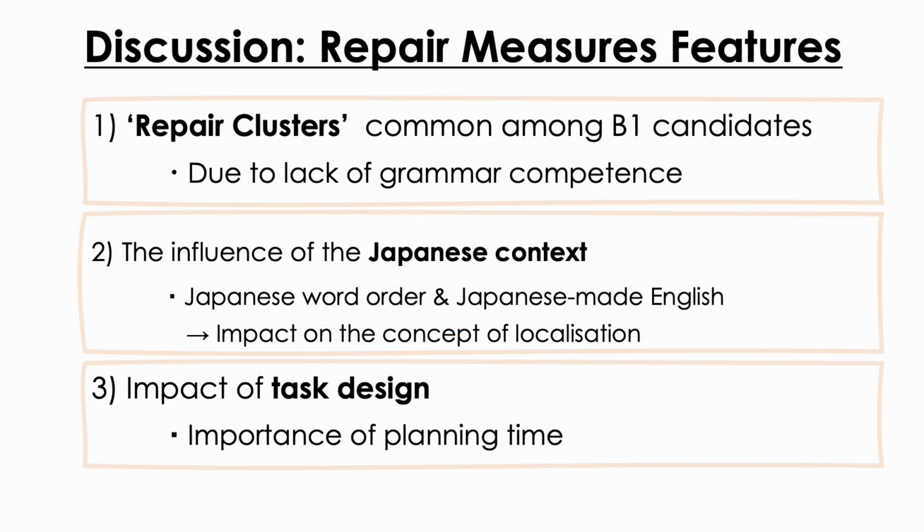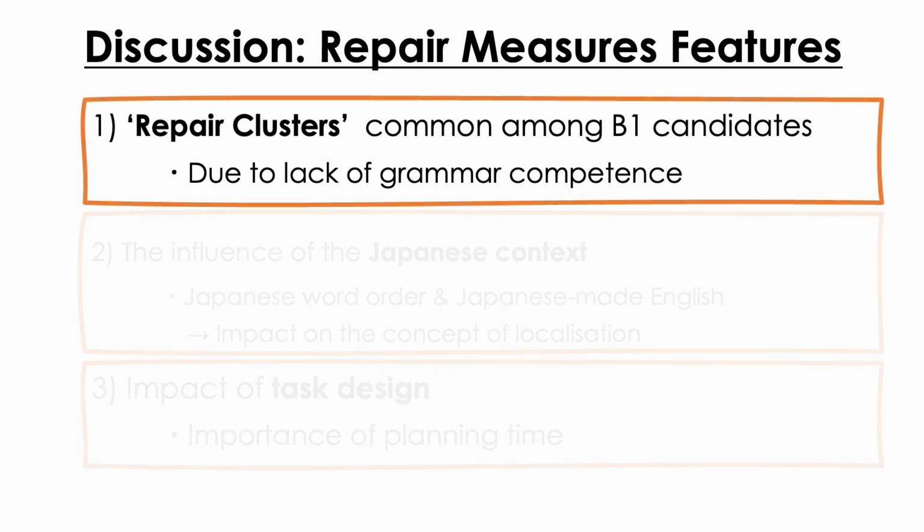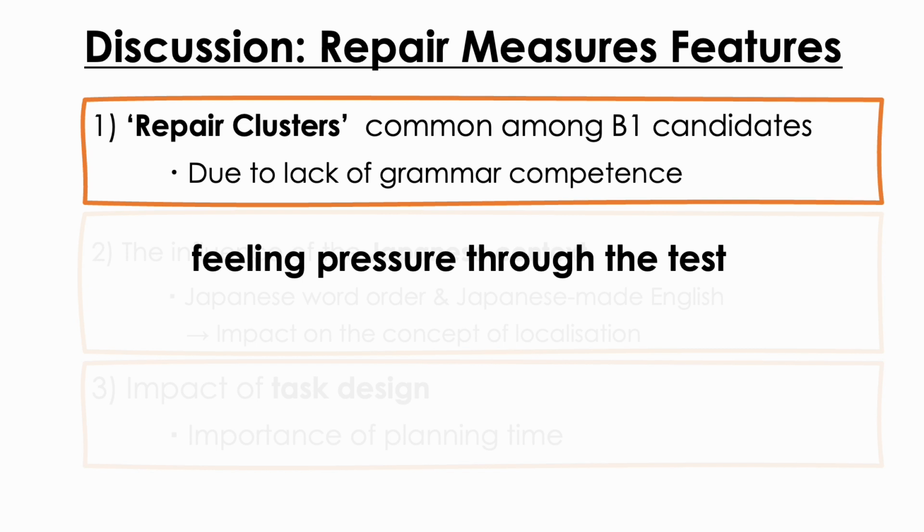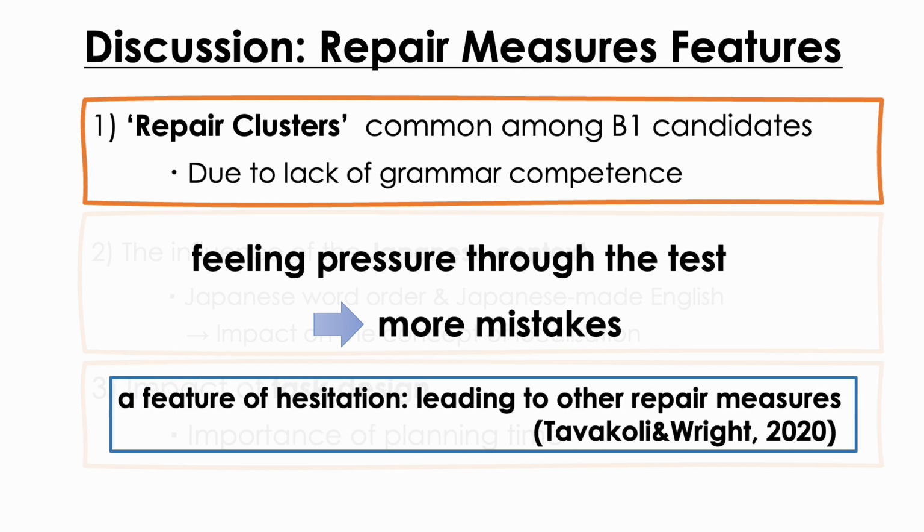Building on the results, these are the main discussion points. One possible reason for the reformulations level difference could be their lack of grammar competence. An interesting feature of the B1 group was identified as a clustering of several repairs. The repair cluster could have been caused by candidates feeling pressure through the test, which could have led to more mistakes. Tavakoli and Wright argue that a feature of hesitation is leading to other repair measures.